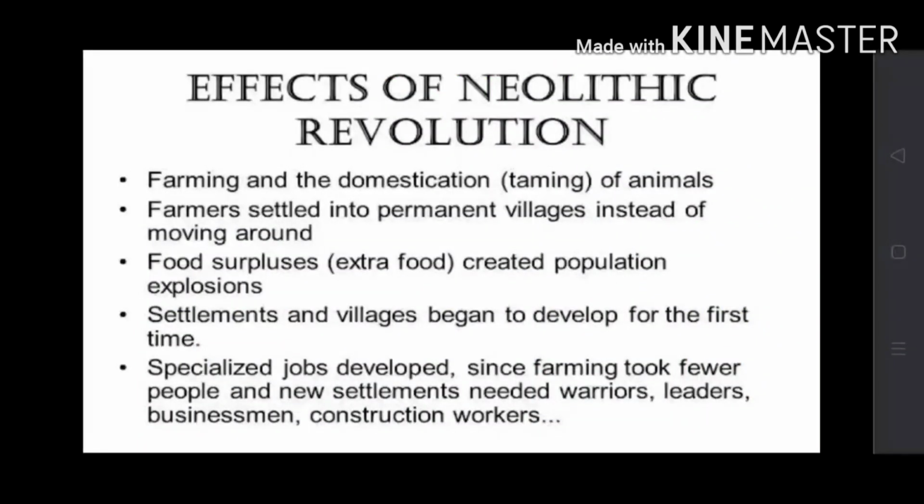Effects of Neolithic Revolution are farming and the domestication of animals. Farmers settled into permanent villages instead of moving around. Food surpluses created population explosions. Settlements and villages began to develop for the first time. Specialized jobs developed since farming took fewer people and new settlements needed warriors, leaders, businessmen, construction workers.